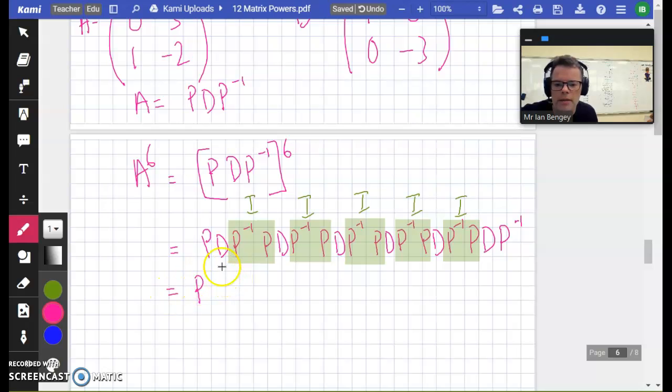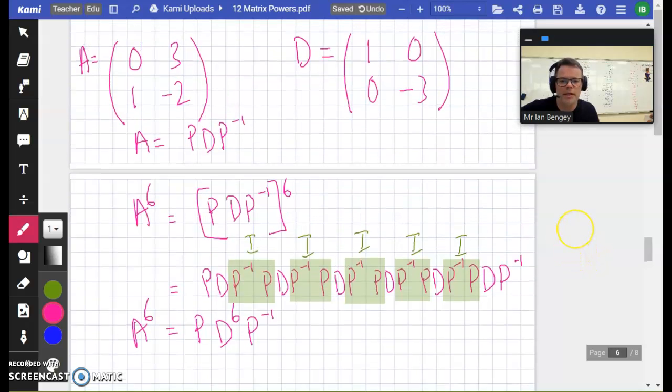P, there's a P, there's a D, but you get D times D times D times D times D times D, that's D to the power 6. And then inverse of P. And look, A to the power 6 is equal to P, D to the power 6 times inverse of P. You might be thinking, well, that's not really simplified things that much.